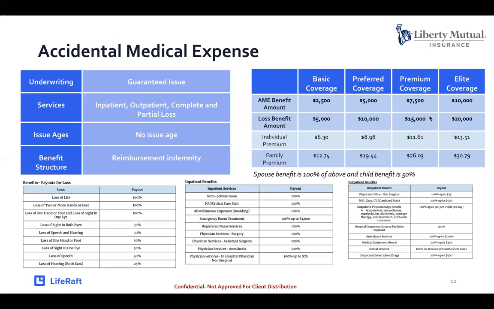When I think about the AD&D benefit, to me, that's a free final expense policy that I would be able to offer my clients, right? And even at the high end, for a $10,000 AME benefit and a $20,000 AD&D, the fully loaded cost is going to be $1,351, no matter the age of your client.